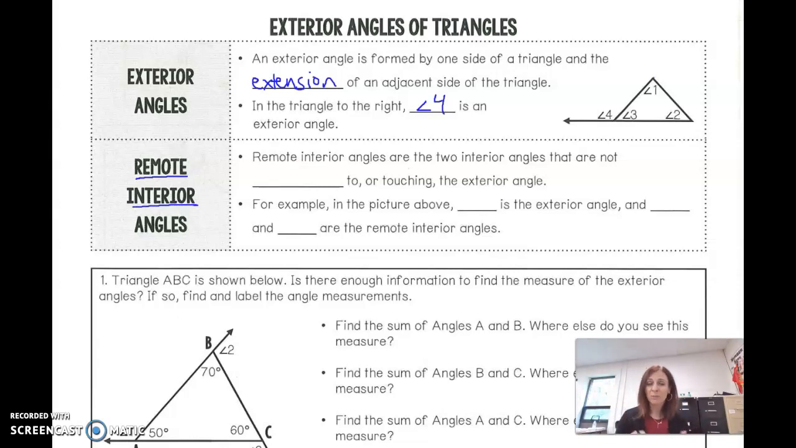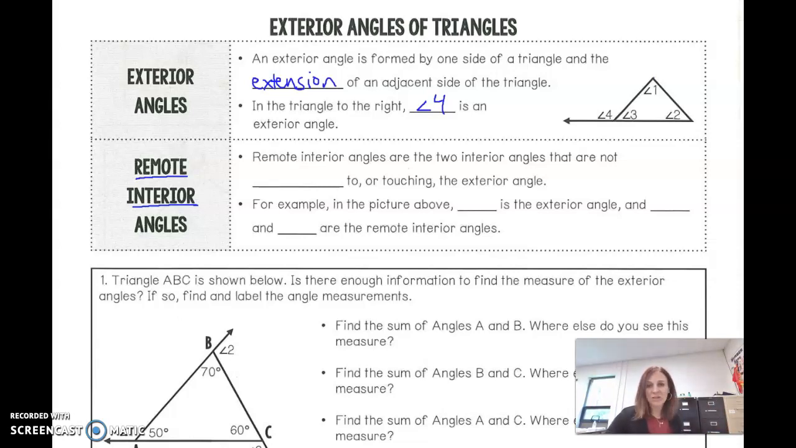Now we're going to talk about remote interior angles. So think of the word remote. You know, if you're remote learning, you're learning away from the school, right? You're at home. If you're remote and stuck on a desert island, you're away from everybody. So remote means away. So remote interior are going to be the angles on the inside away from the exterior angle. Here's what I mean.